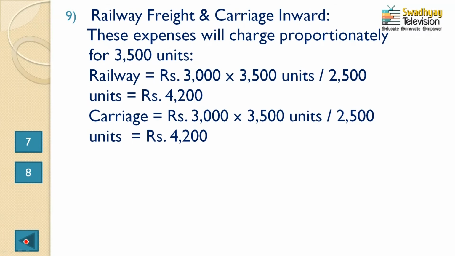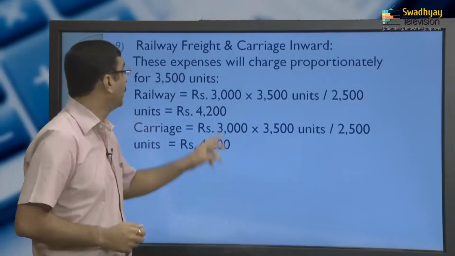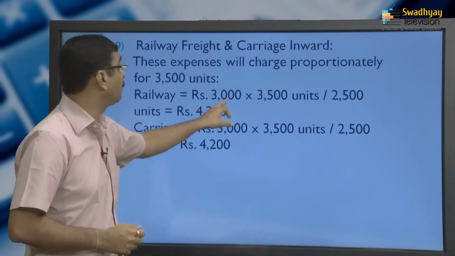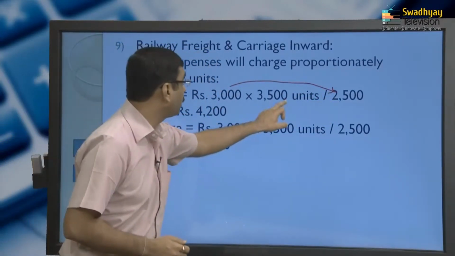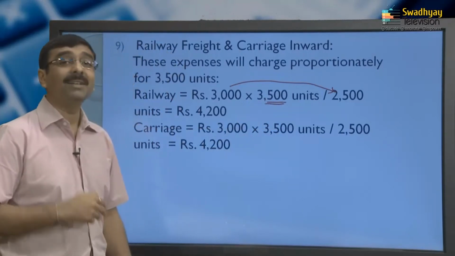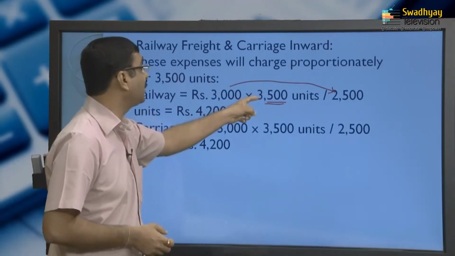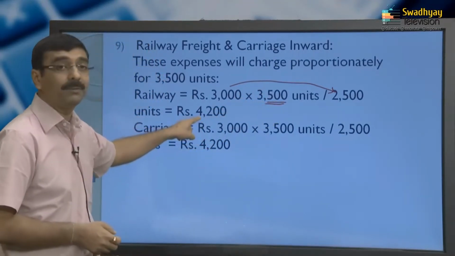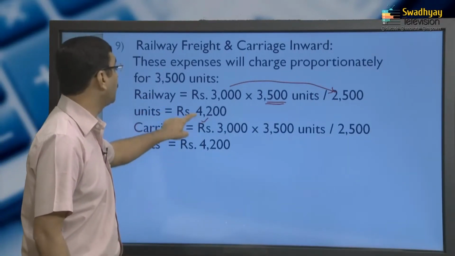Now moving to the next adjustment, that is railway freight and carriage inward. These expenses are going to change proportionately. How would it actually change proportionately? The railway freight was paid last year. In the year 2013, it was 3000 rupees. But this 3000 rupees was paid for 2500 units. Now here in the year 2014 onwards, they will manufacture 3500 units. So if they manufacture 3500 units, then we will find out the proportionate change on the basis of 3500 units and it comes to 4200 rupees. So from 2014 onwards, railway expenditure is considered 4200 rupees.